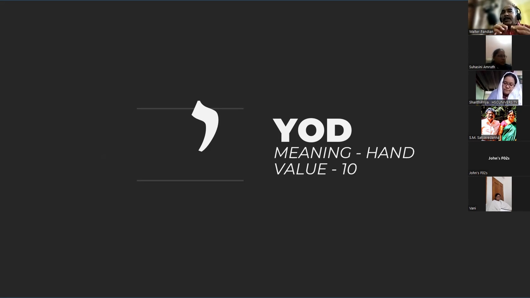Yod is the smallest alphabet in Hebrew. In Hebrew, we have 22 alphabets. And in these 22 alphabets, the smallest one is Yod. Even about this Yod, Yehoshua specified it in his teaching. In the Sermon on the Mount, in Matthew 5th chapter to 7th chapter, he has mentioned the smallest alphabet.